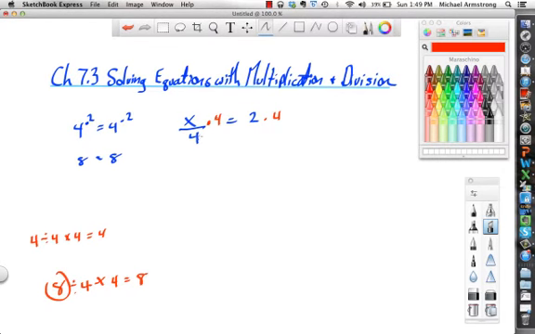So now 4x divided by 4 times 4 just leaves x. And 2 times 4 is 8. And if we go back, 8 divided by 4 is equal to 2. And we can see that that works.